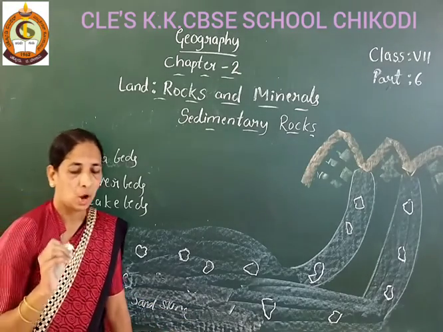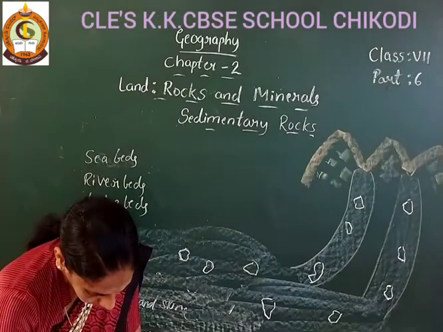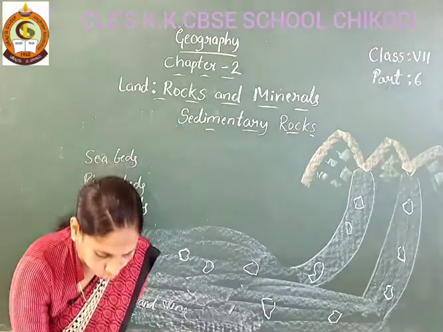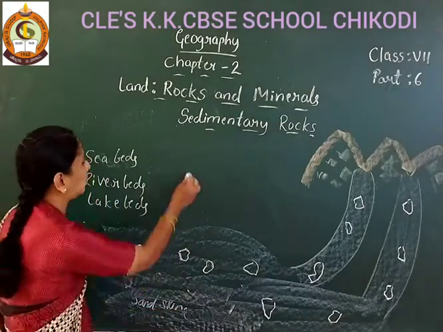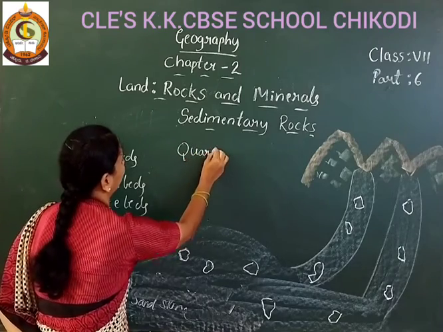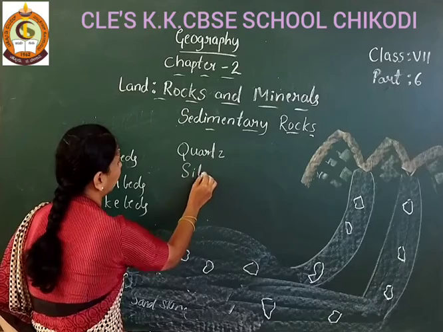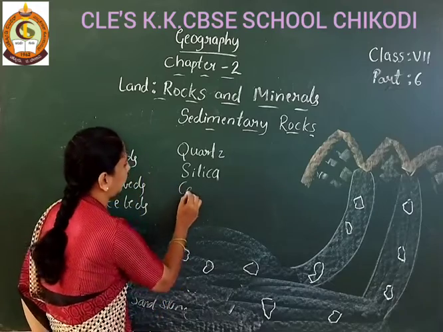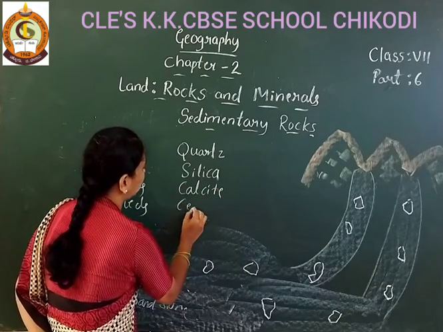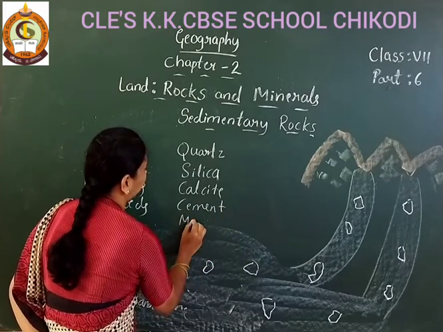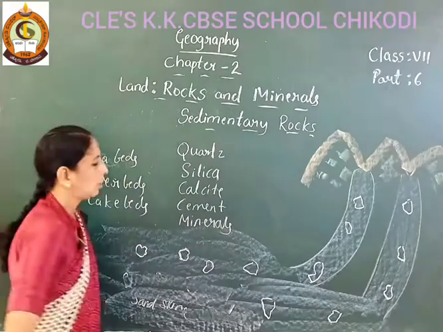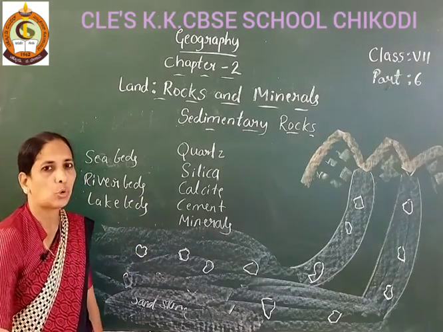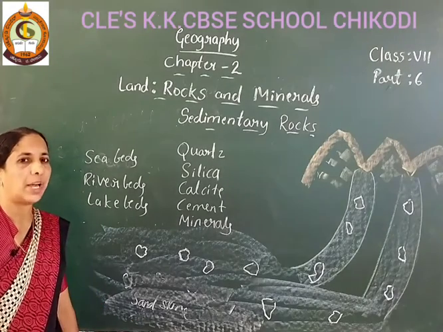Sandstone. Okay, student, I am giving one example: sandstone is made up of coarse silica, calcite, cement and minerals. So when all these materials mix together, lastly it is made up of that sandstone.